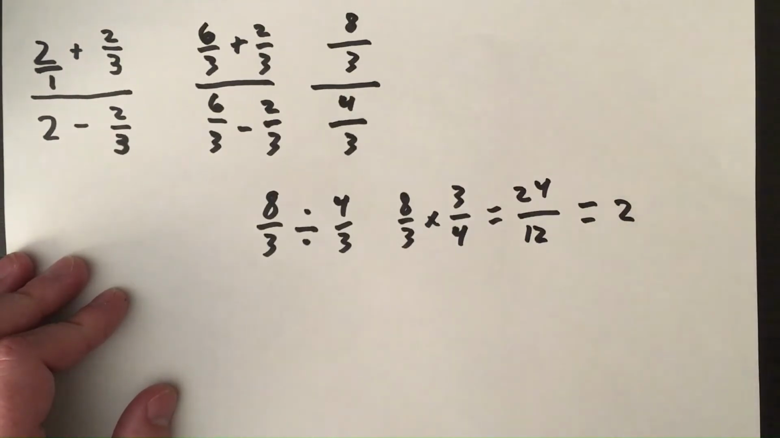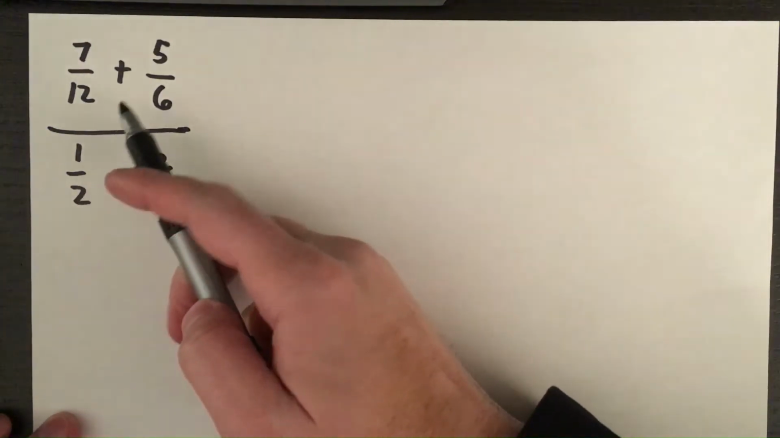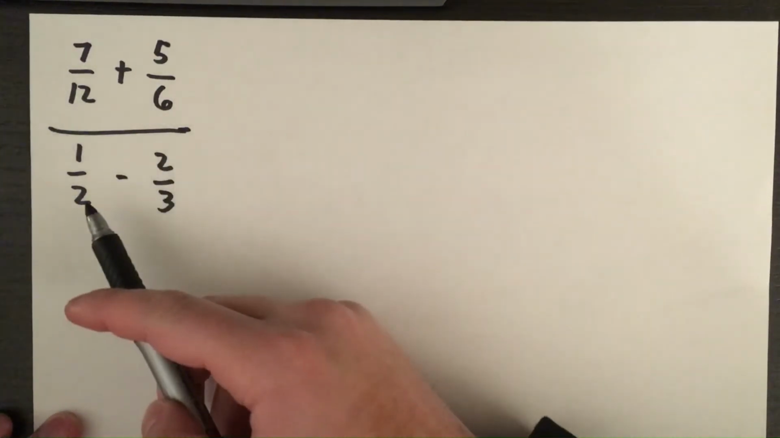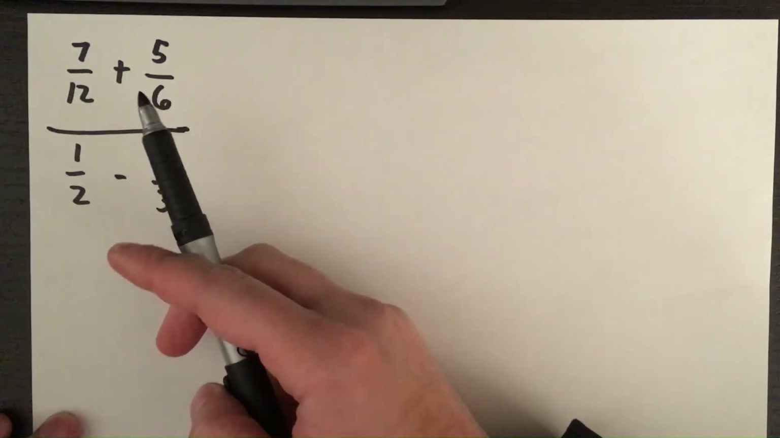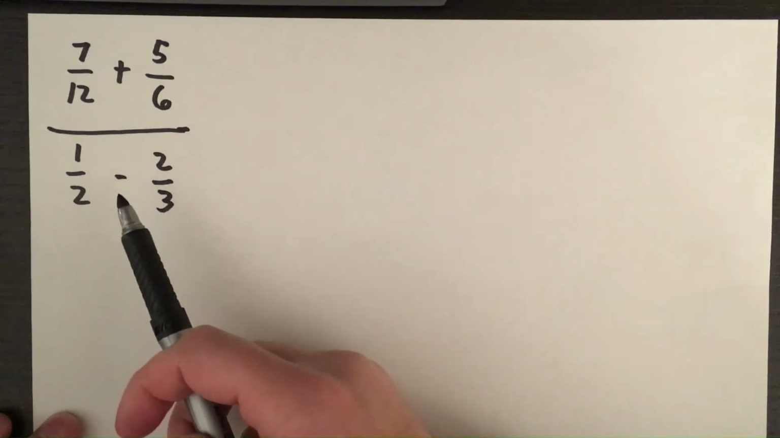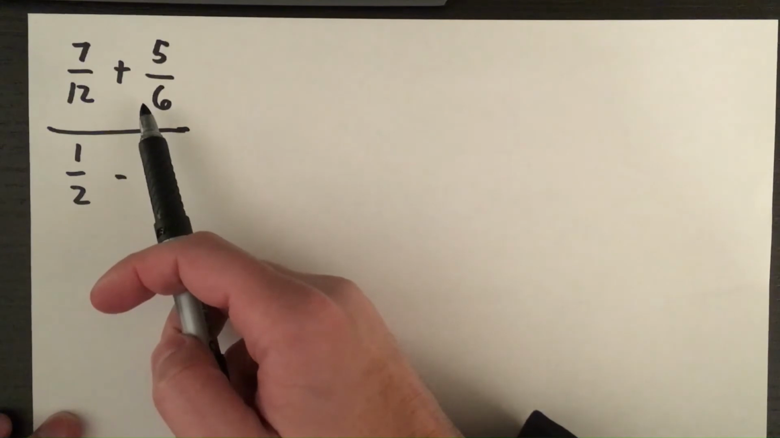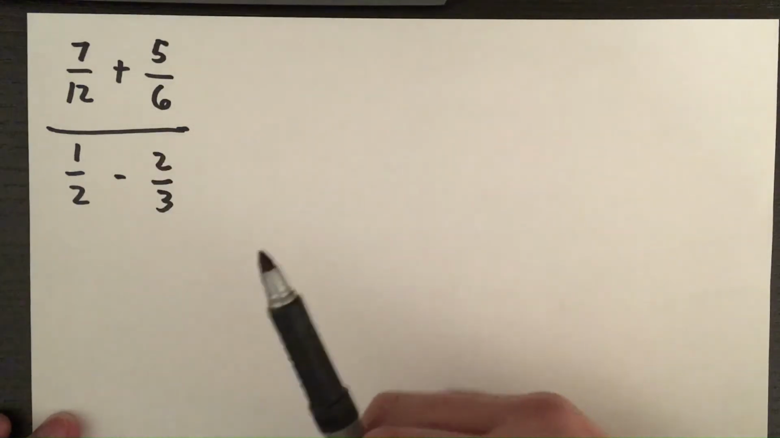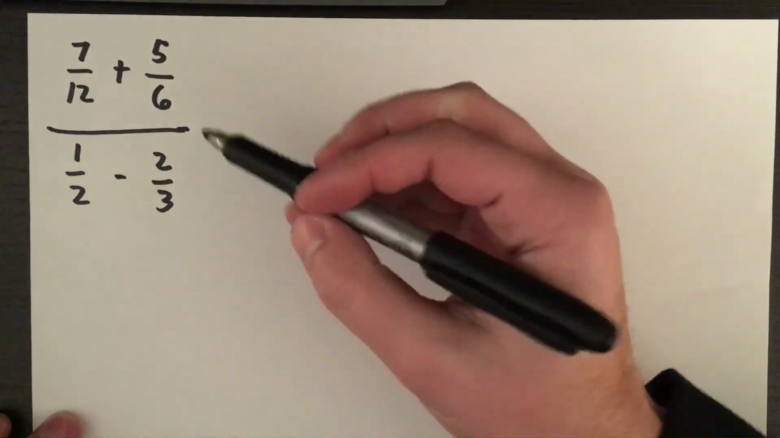Let's look at one more problem. Okay, let's look at this problem. So we have 2 fractions in the numerator and 2 in the denominator. First thing we want to do is add these together and subtract these. We'll start up here. We need to find a common denominator in order to do this, because when you're adding or subtracting fractions, that's what you have to do.